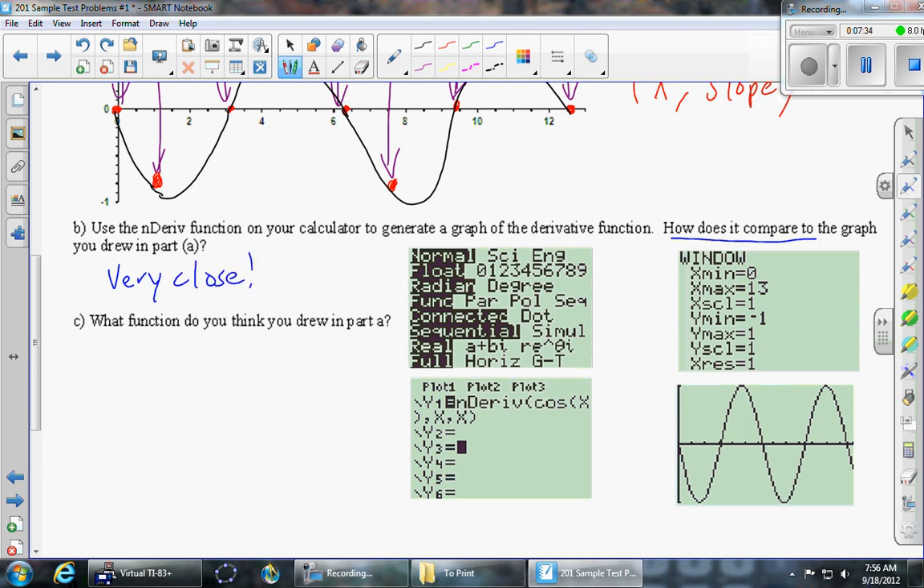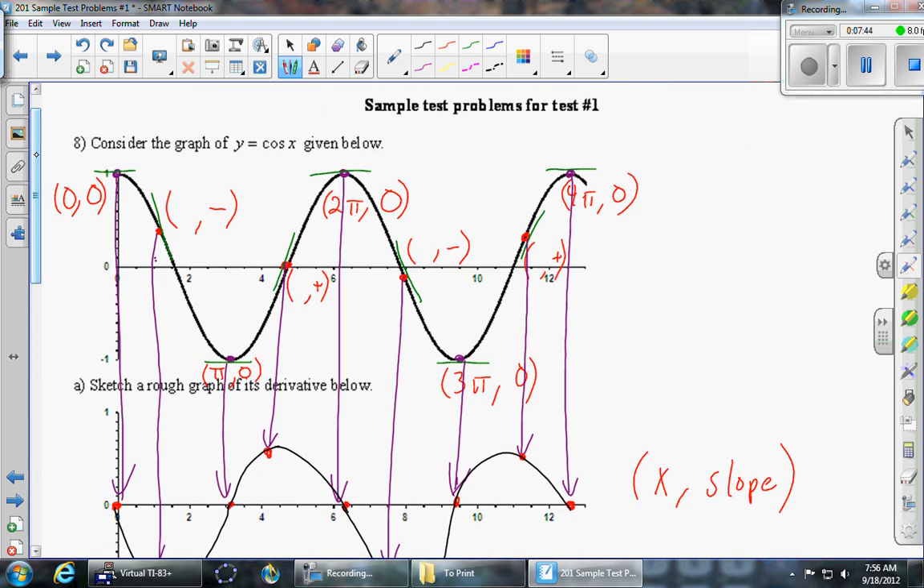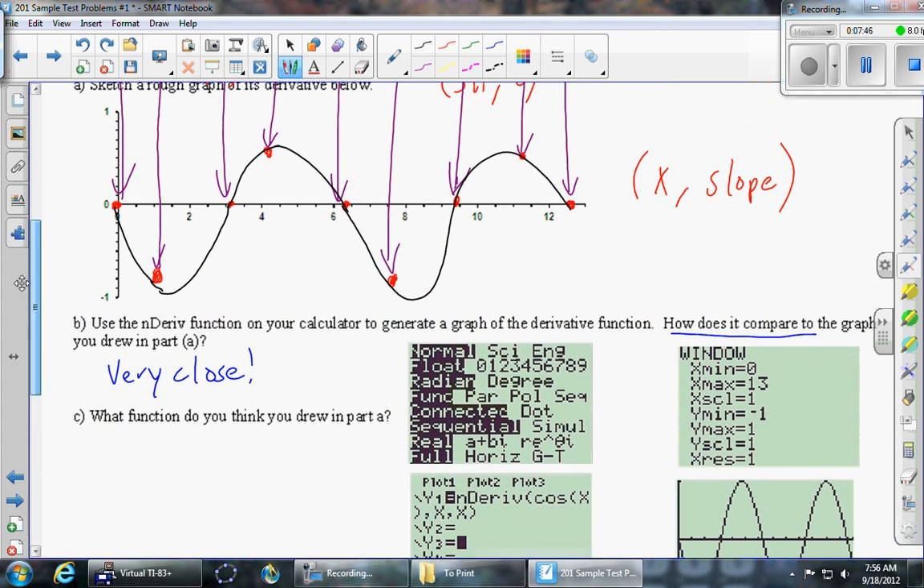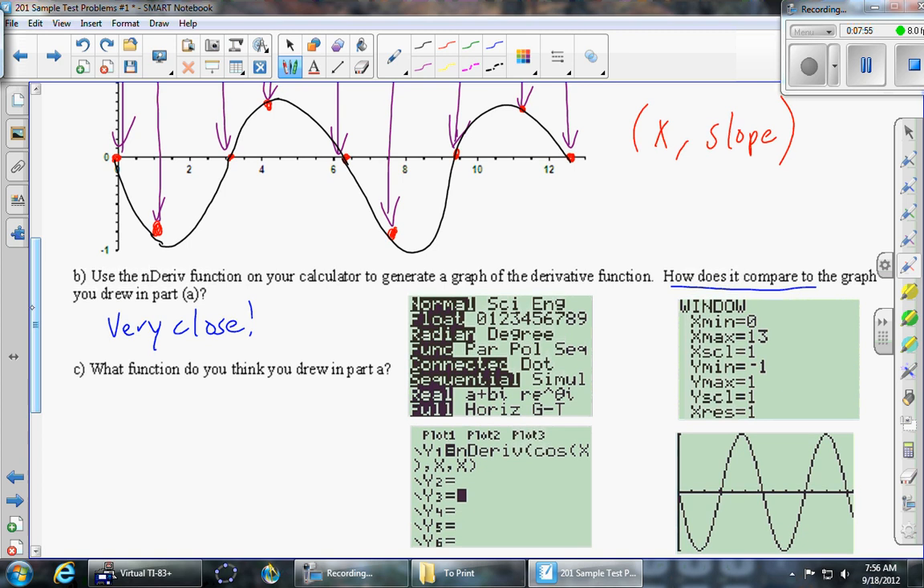And then finally, part C, what function do you think you drew in part A? At this point, we actually don't know exactly what the derivative of cosine x is, but gosh, this one down here sure looks like another trig function. It looks like a sine or a cosine. You can answer in any number of ways here, but I'll just put a guess here. Maybe something like f prime of x equals, with a question mark.